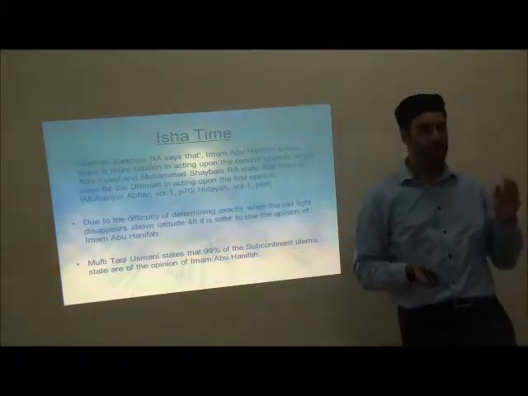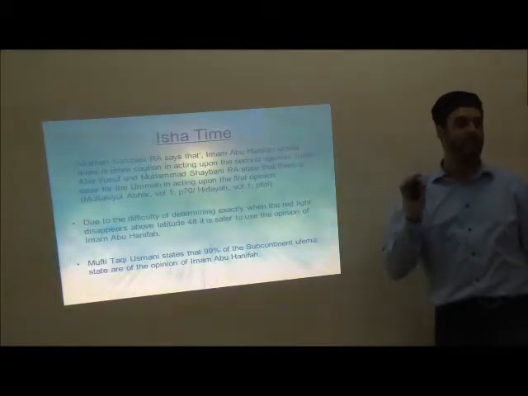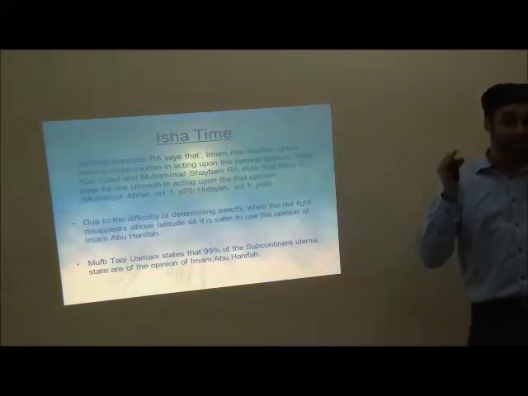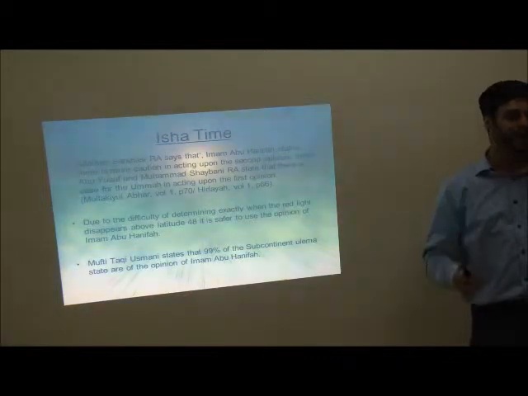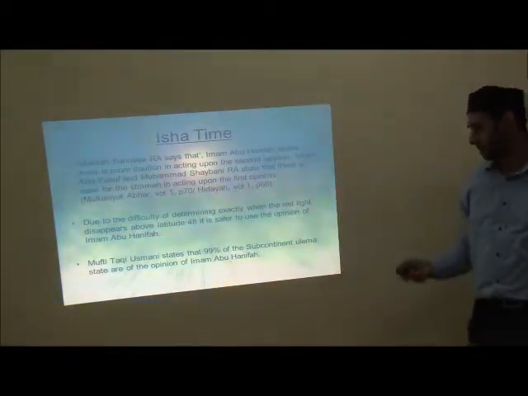That's when Taqi Usmani says 99.9% of India and Pakistan ulama say the time for Isha in England commences at 18 degrees. To be safe, pray your Isha at 18 degrees below and not before. So here we go, look, 99%.